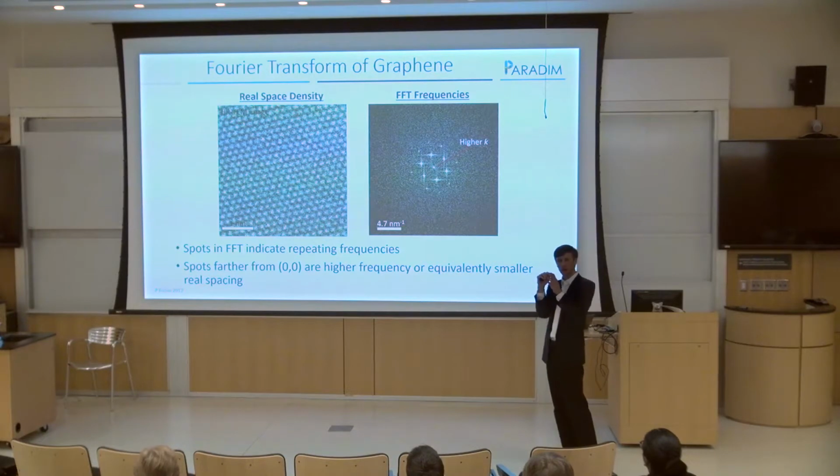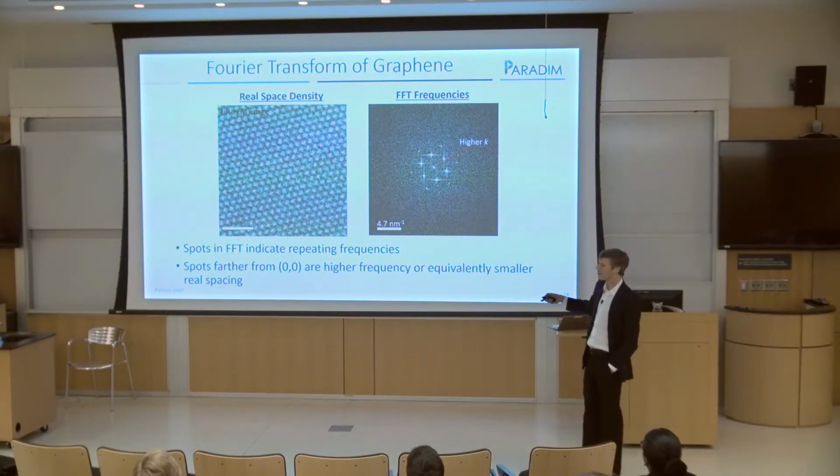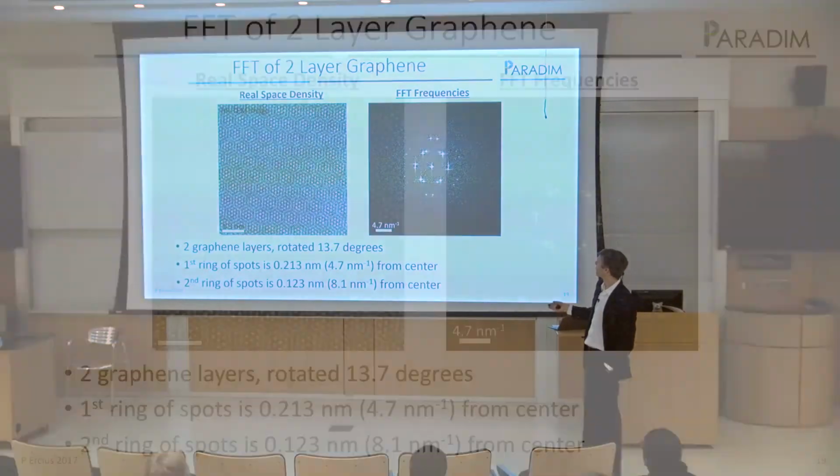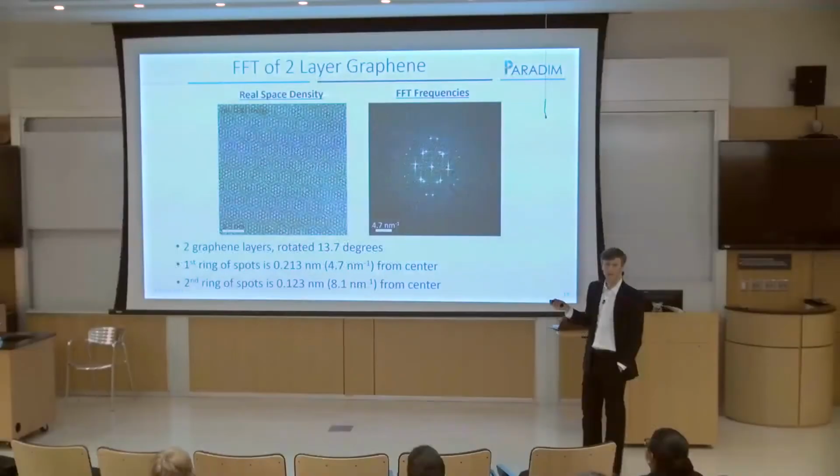Something that's smaller in real space will be extended in Fourier space. So information that's out here means higher frequency, or smaller things, smaller spacings. And it's the exact opposite: lower frequency here means larger things. Okay? So if we look at, for instance, this HRTEM of 2 layers of graphene.